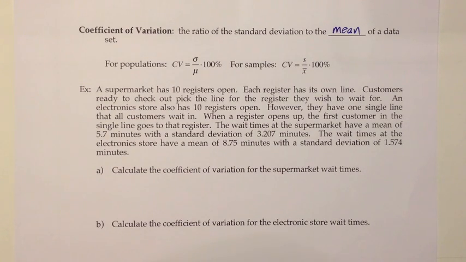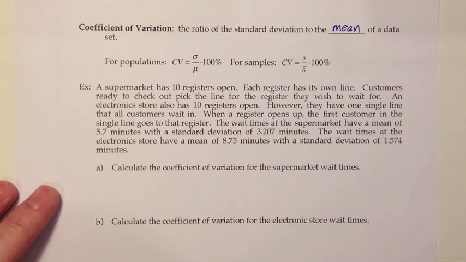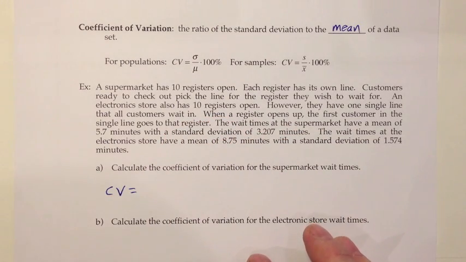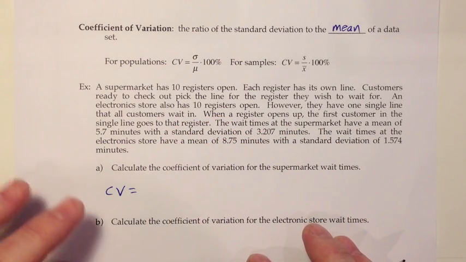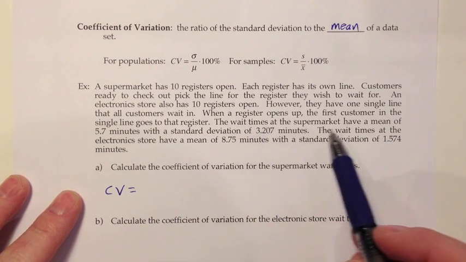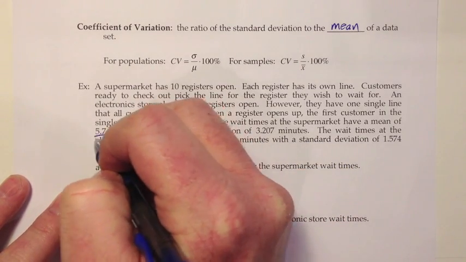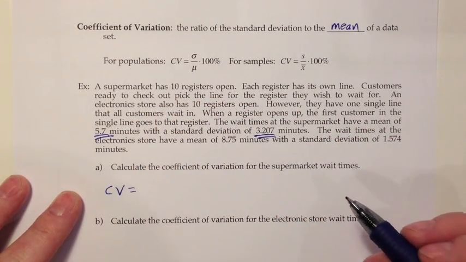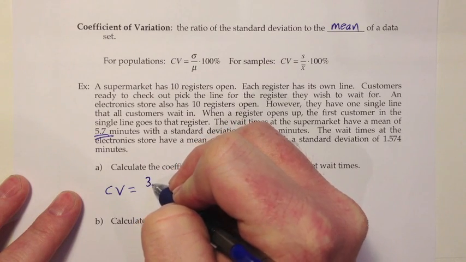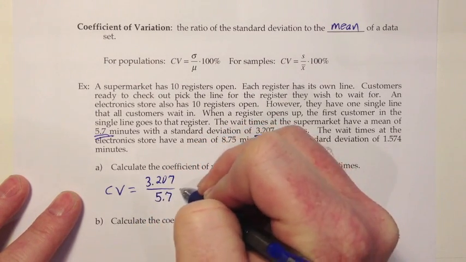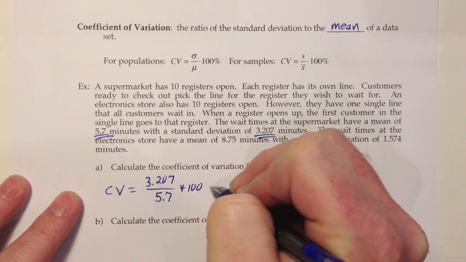So let's calculate the coefficient of variation for each of those. We'll start out in part A looking at that for the supermarket wait times. So we want to come up with the CV, and we want to take the standard deviation divided by the mean times 100%. The wait times for the supermarket have a mean of 5.7 and a standard deviation of 3.207. So according to the formula, we take the standard deviation, 3.207, divide that by the mean of 5.7, and then multiply that times 100%.